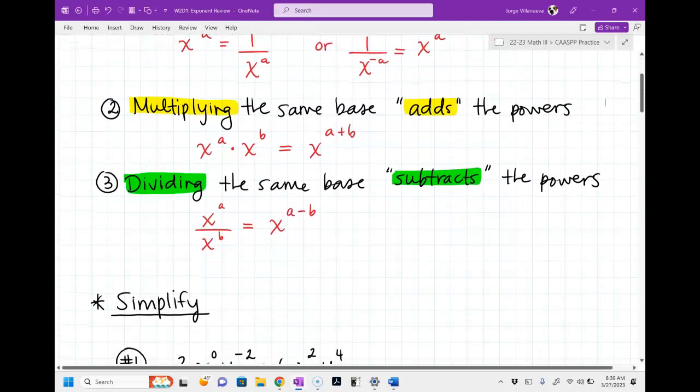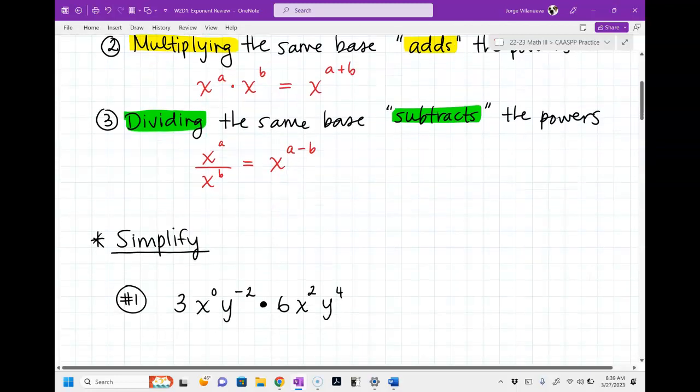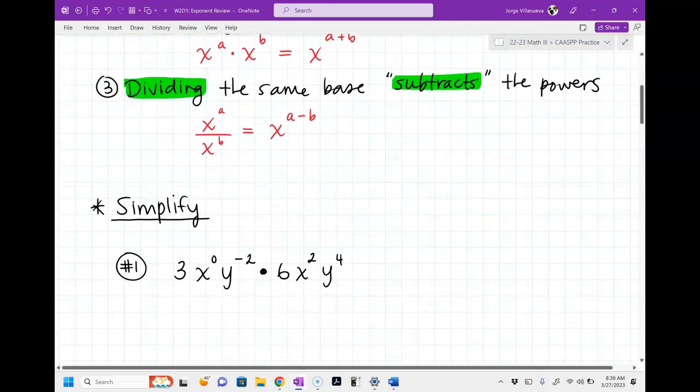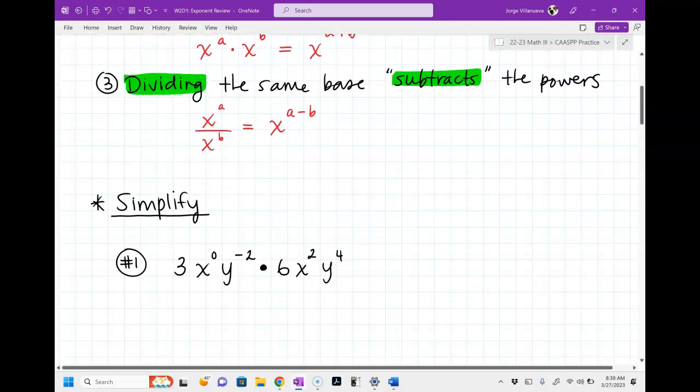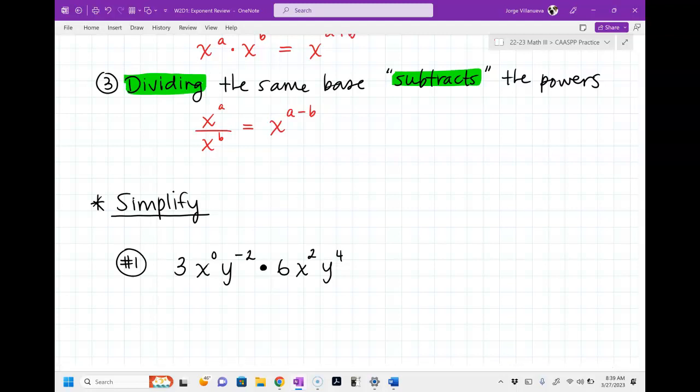And then dividing by the same base subtracts the powers. So that's going to give you x to the a over x to the b equals x to the a minus b. So you'll just be subtracting the numbers. And remember what I told you guys, if you still have negative powers at the very end once you have your answer written out, then fix that, right? If it's negative on the bottom, move it up. If it's negative on top, move it down.